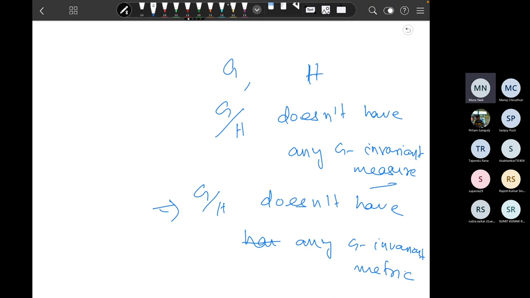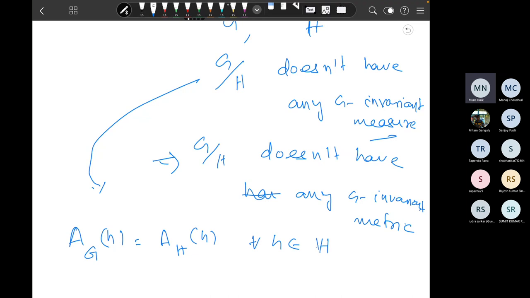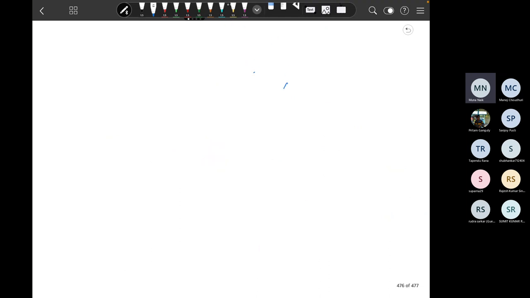So there is a condition. When does G mod H have a G-invariant measure? You need this condition: delta G of H is equal to delta of H for all H belonging to H. If this condition is not true, then G mod H doesn't have any G-invariant measure. So, I am giving a concrete example here.